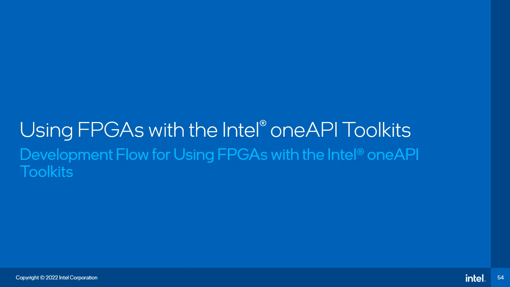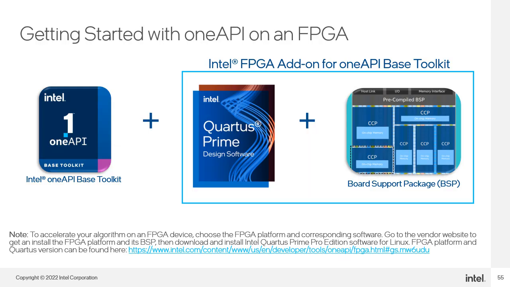This is the mechanics involved in using oneAPI with FPGAs, and it is very important to stick to this flow. Again, to get started, you need the Intel oneAPI-based toolkit, which will enable you to perform emulation and optimization processes on your design. To deploy on the hardware, you need the FPGA add-on, which is a download of Quartus Prime Pro and the board support package, depending on the FPGA platform you are targeting.